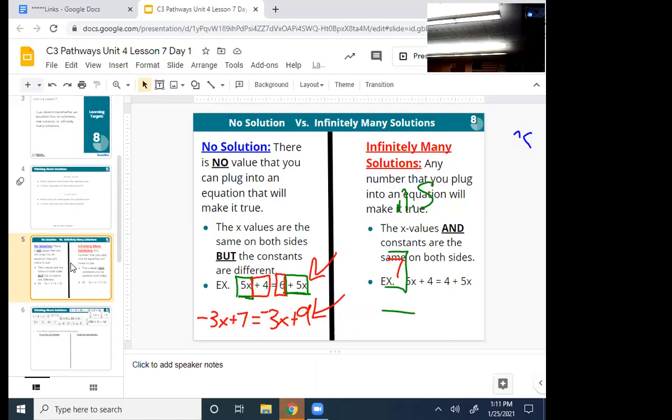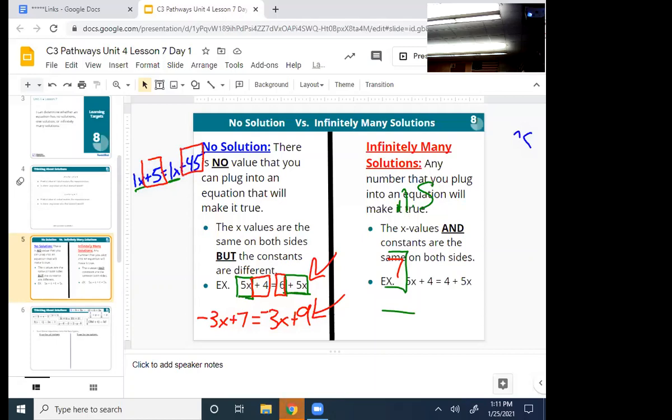Kaylee B, why don't you tell us one that you came up with? I did 1x plus 5 equals 1x plus 45. Yes, perfect. Because our variables are the same, but what are different? Our constants are different. Very good.